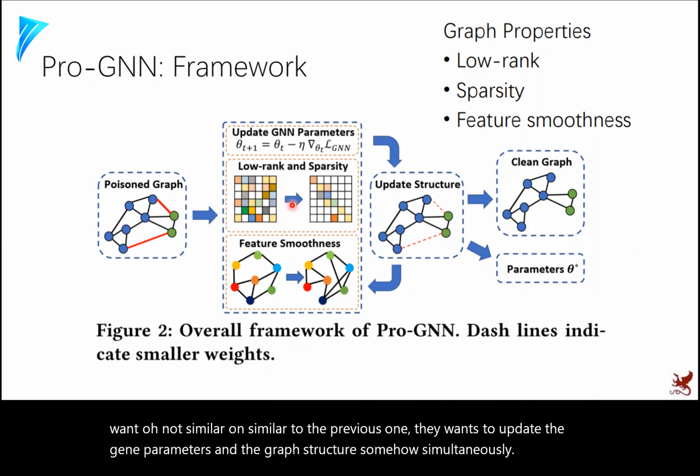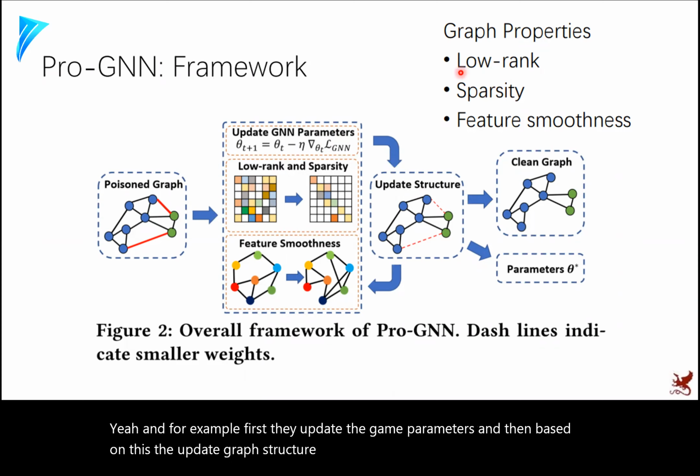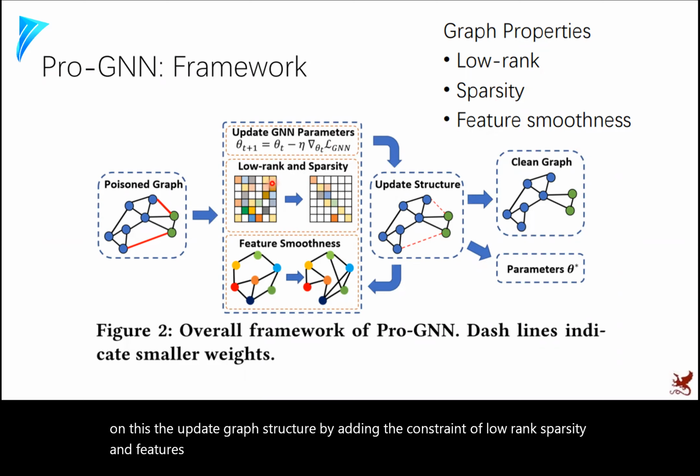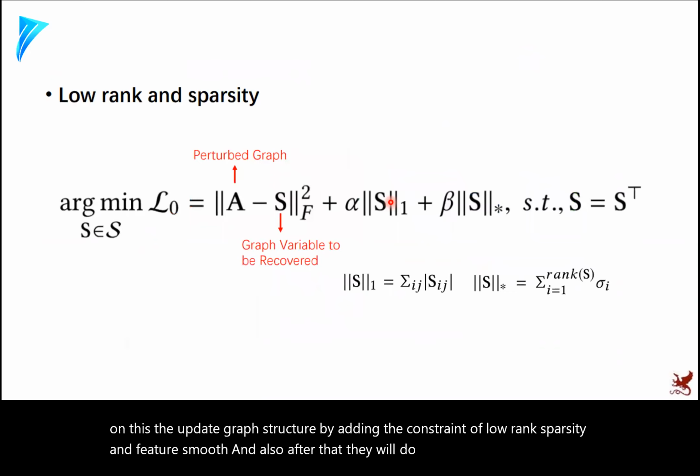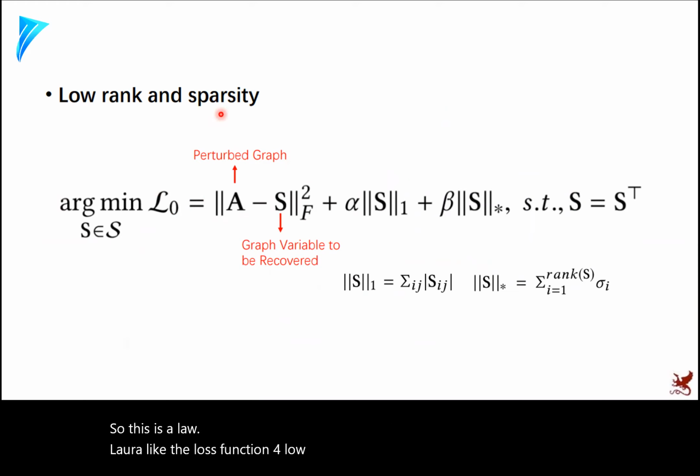For example, firstly they update the GNN parameters, and then based on this, they update the graph structure by adding the constraints of low rank, sparsity, and feature smoothness, and after that they do this turn again. So this is the loss function for low rank and sparsity.